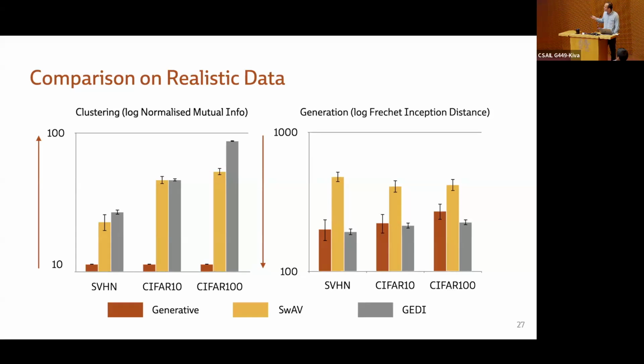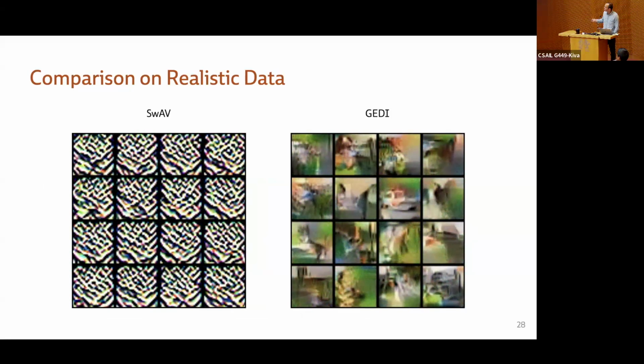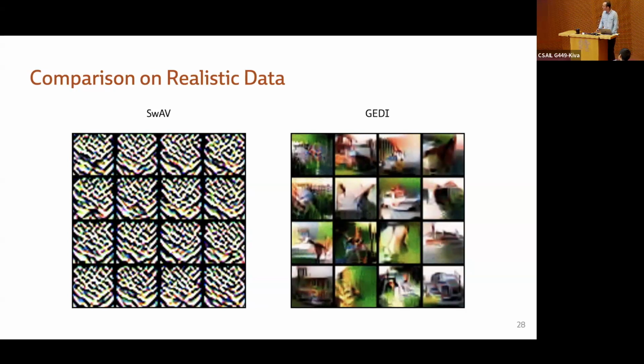In order to gain some insight about this gap, let's look at some animation of the generation. This is what you observe from a clustering approach on the left, when you try to generate data out of your classifier. And this is what you get out of our model.